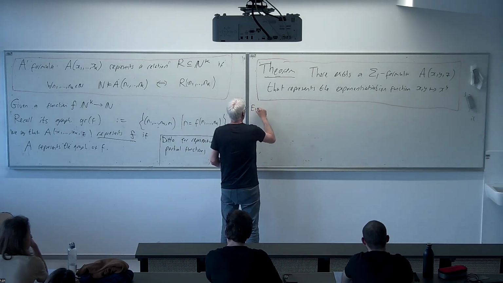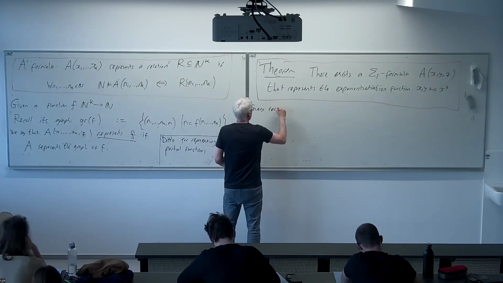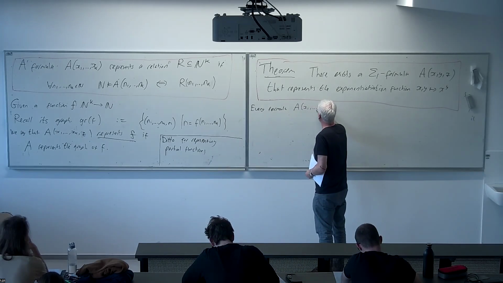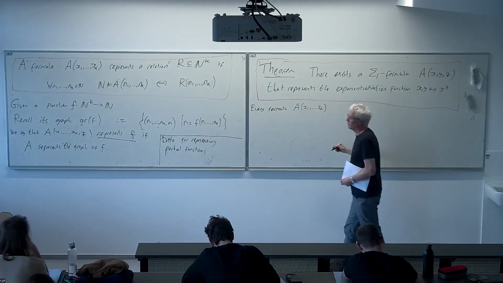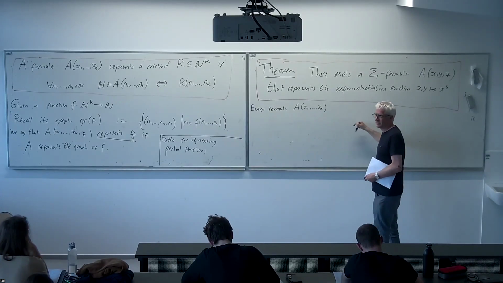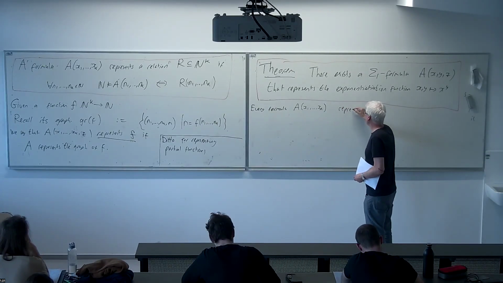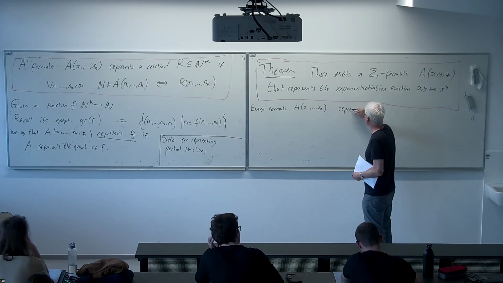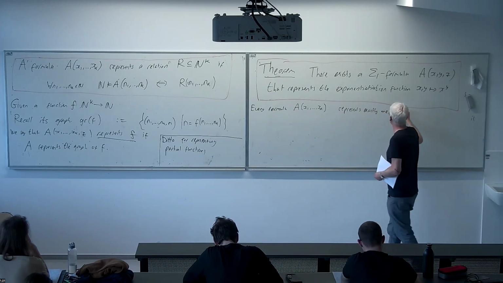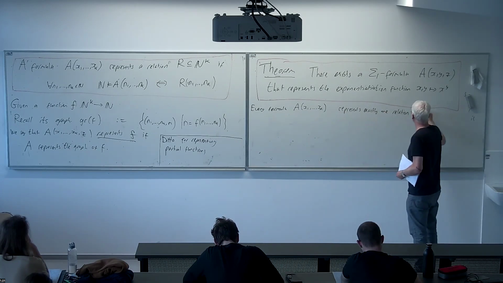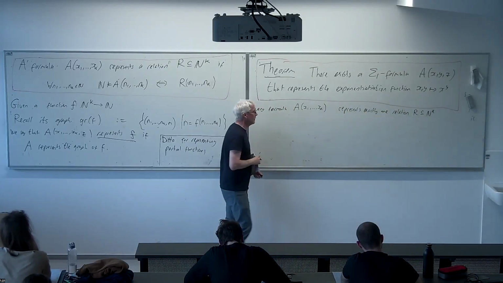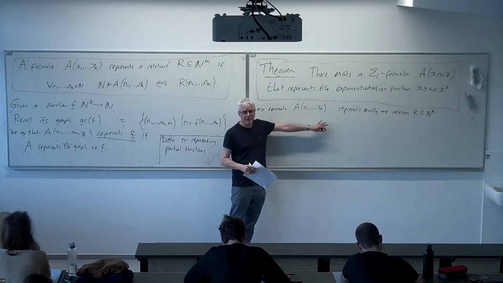So every formula, from the definition, every formula A with k free variables represents exactly one relation. It represents some relation and it uniquely determines it. It's kind of immediate from the definition. Represents exactly one relation R, which is a k-ary relation. And then a k plus 1-ary relation.